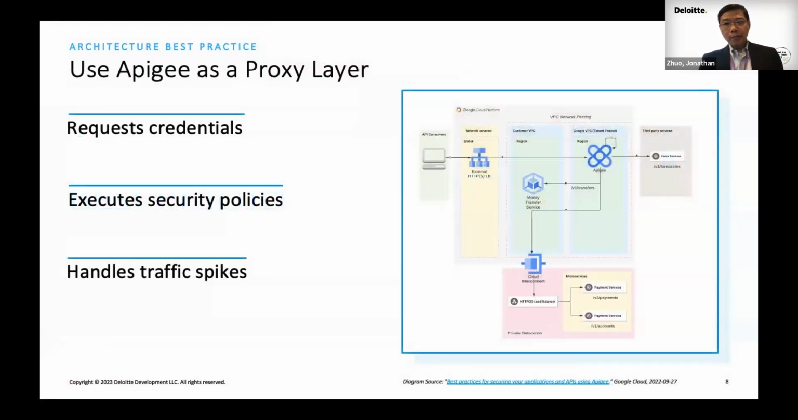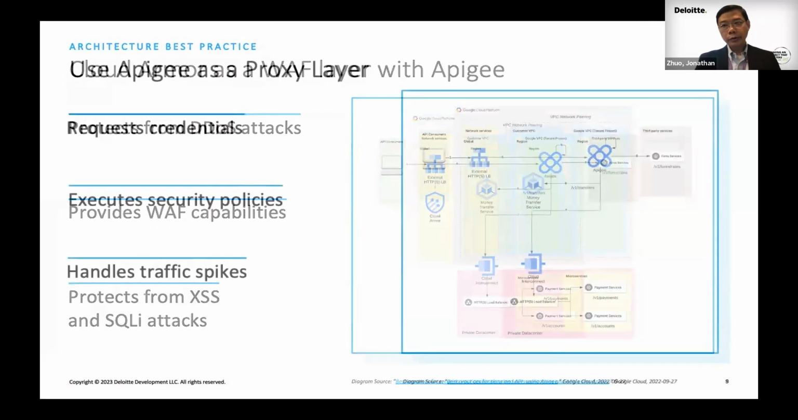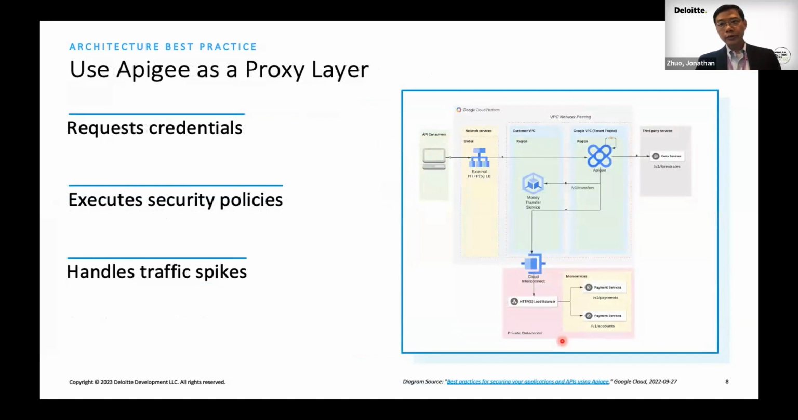And Apigee can make it easier to expose your services to your consumers by implementing a standard set of security policies across all APIs. This diagram shows the initial architecture with the addition of Apigee as a proxy layer.